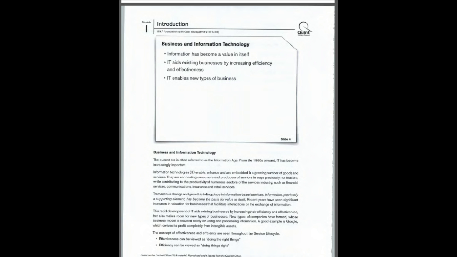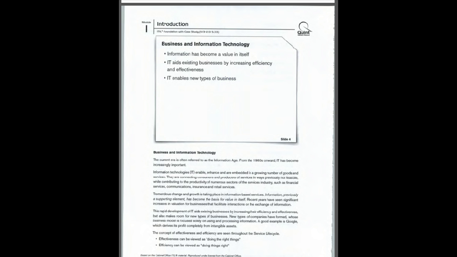The rapid development of IT aids existing businesses by increasing their efficiency and effectiveness, but also makes room for new types of businesses. New types of companies have formed whose business model is focused solely on using and processing information. A good example is Google, which derives its profit completely from intangible assets.